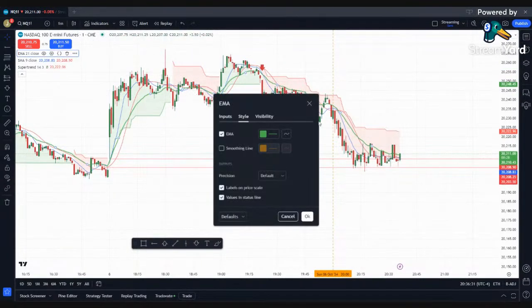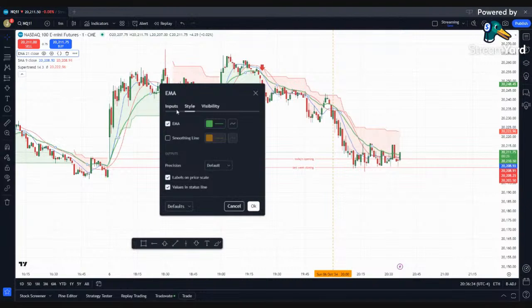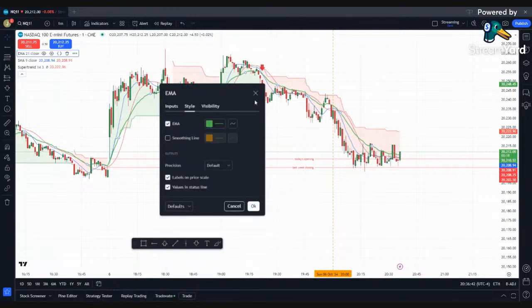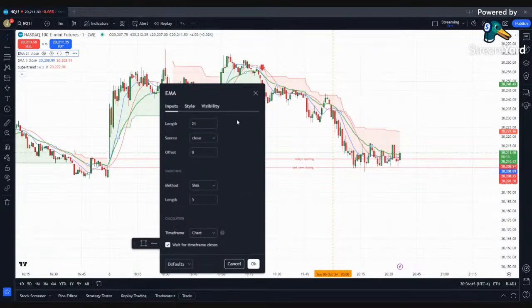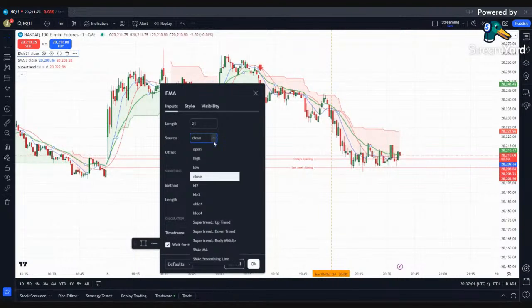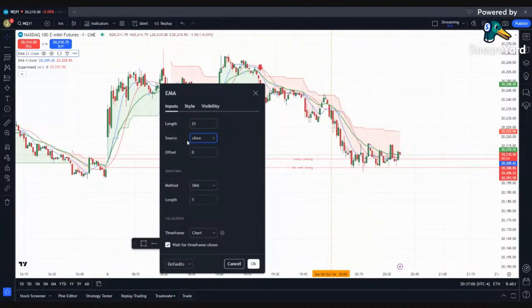I'll go through this. This is what I do every night. The input is length 21, source is close, and we don't have a smoothing line for this one, and then you can modify your style. It's available on all charts and platforms. Maybe the name is different, sometimes moving average exponential, but they're all the same. Just make sure that the length is 21. I put the source as close, meaning the closing of the candle.